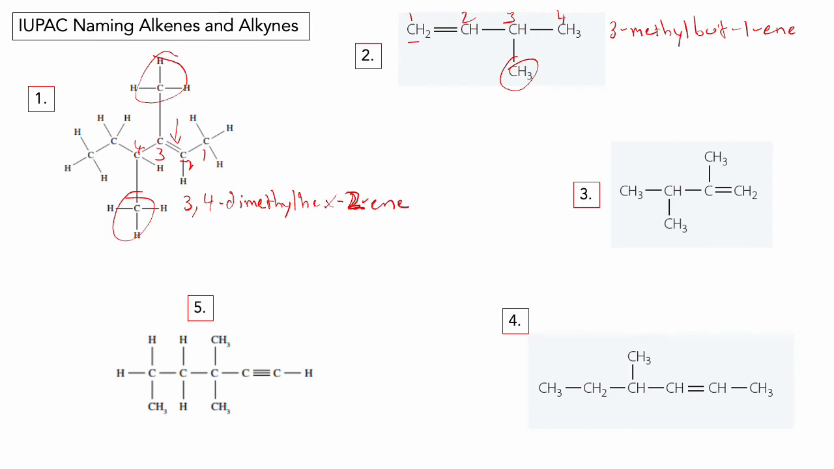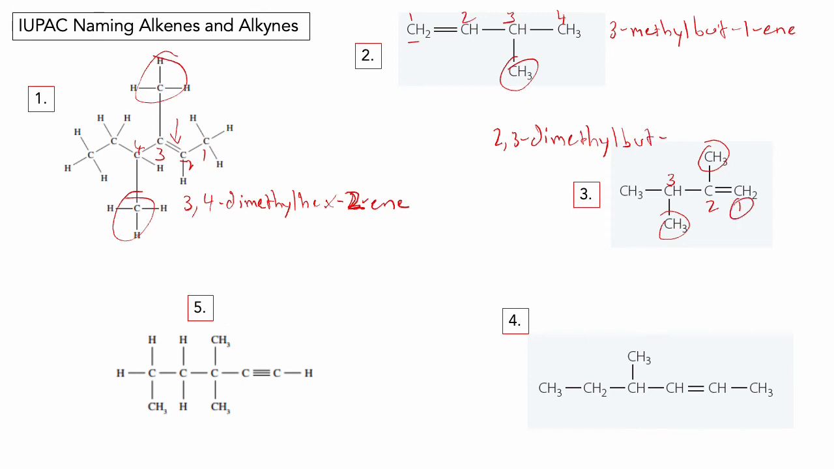Let's go on to number 3. Number from right to left, 1, 2, 3, so it's butene again. I've got a methyl and a methyl, so I'll just draw it up here. I've got 2,3-dimethyl, and it is butene. Yep, but.